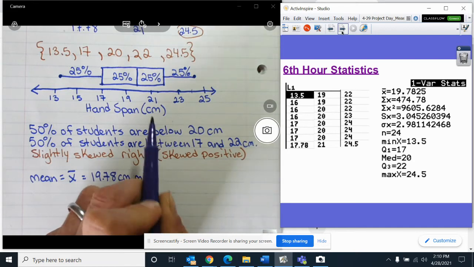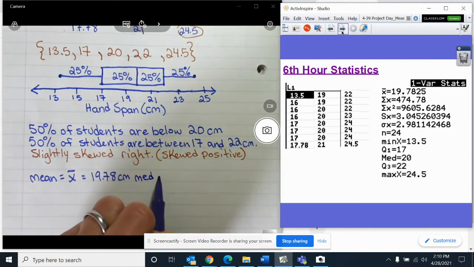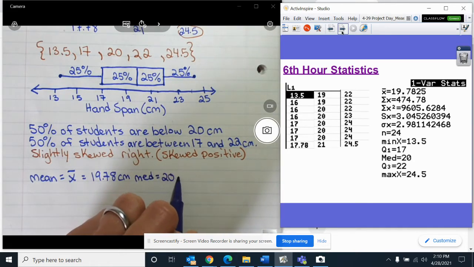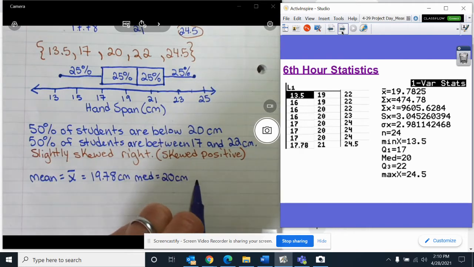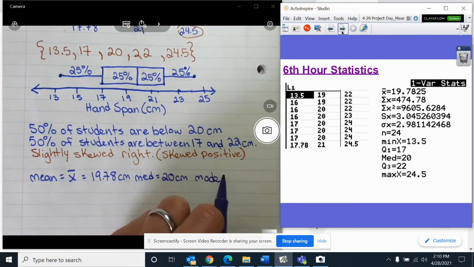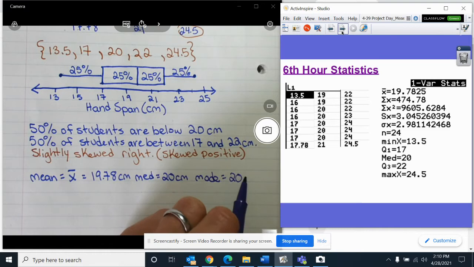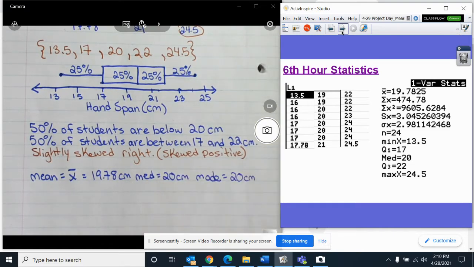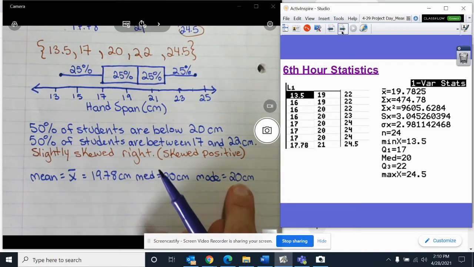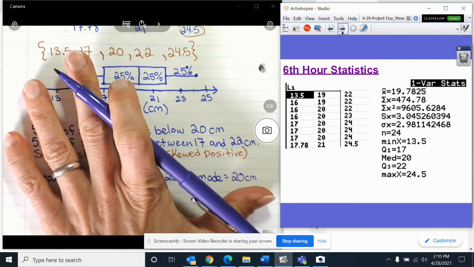And notice that the median is 20 centimeters. And notice that the mode is also 20 centimeters. There are 5 students that had 20 centimeters for a hand span.